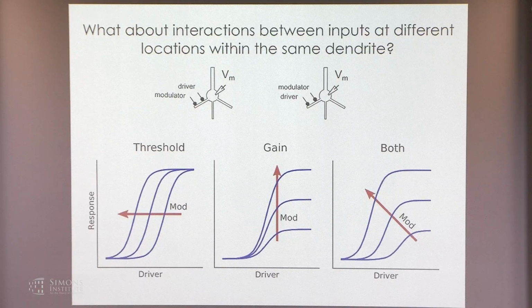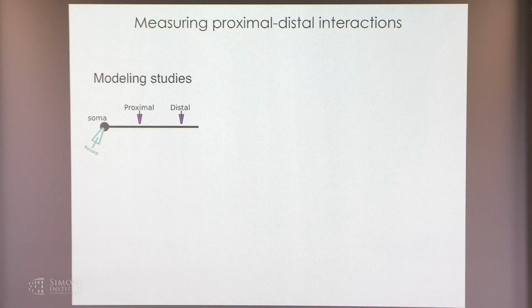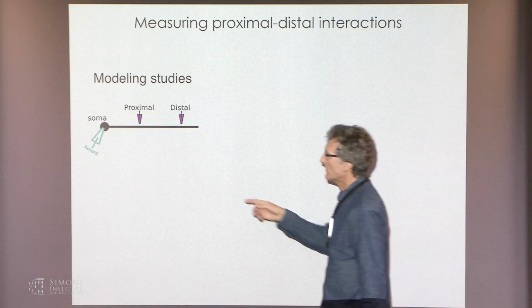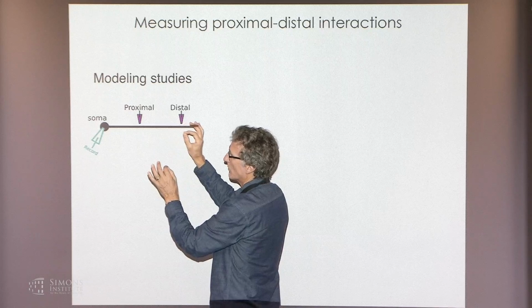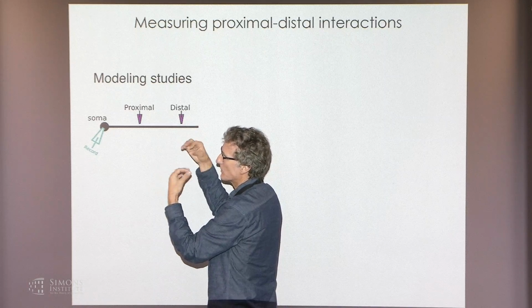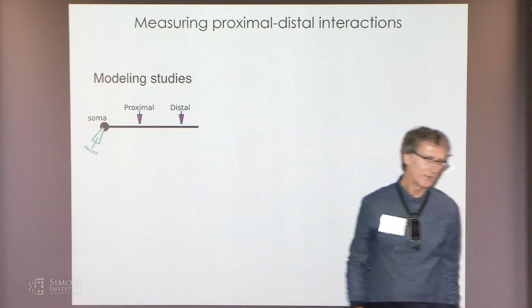delocalized or spatially separated? There were a couple of papers. We collaborated with Jackie Schiller again. Some of my former students, Bardia Behabadi and Manuka Jadi, worked on the modeling aspect of it to look at this question in a joint experimental and modeling context. And here the experiments were like we saw before, where there was uncaging or electrical stimulation at 2 sites on a real dendrite, and there was a recording made at the cell body.